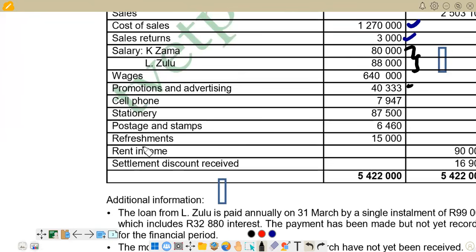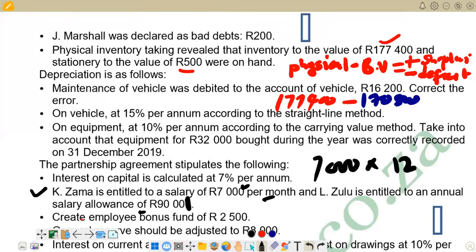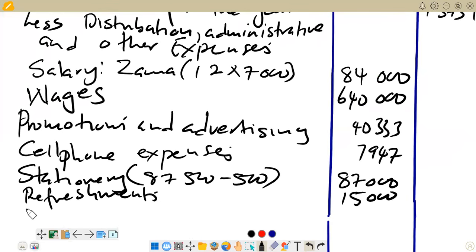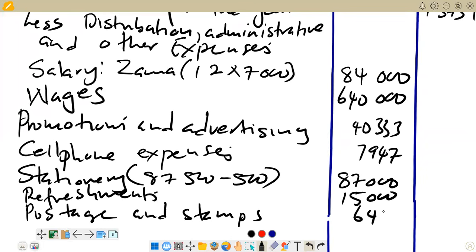Right, under we also have postage and stamps, which is 6,460. So this is what we have there. And then you would see that these are all the expenses that we have.